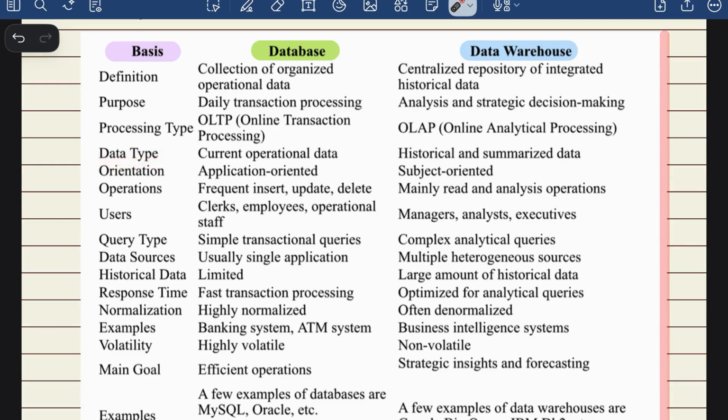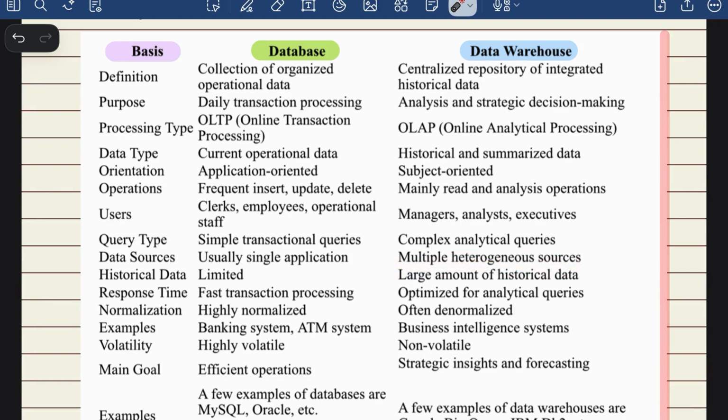The data type of a database is current. There is current operational data, day to day. There is no past data. Where is the past and historical data? It is in the data warehouse. Operations are frequent insert and deletion in a database, but in a data warehouse, I told you there is only read mode. There is only read mode on the data warehouse. And if you talk about users, there are various different users, but for a data warehouse mostly there are managers, analysts and executives. Similarly, you see there are data sources. It is usually a single application, but here there are heterogeneous sources.